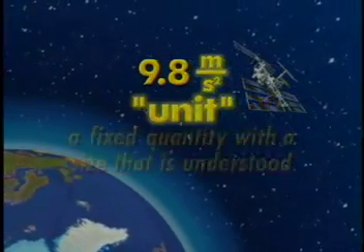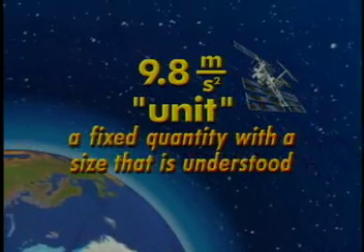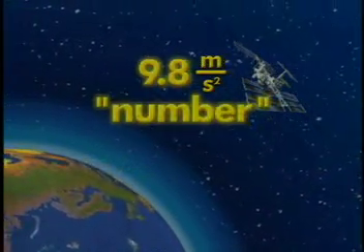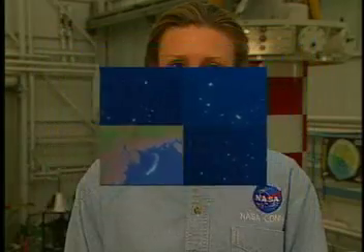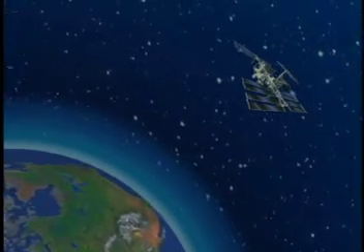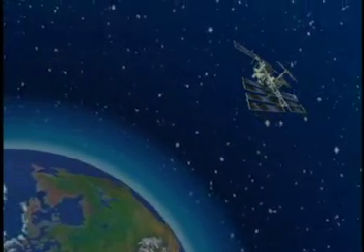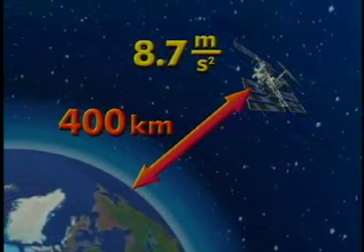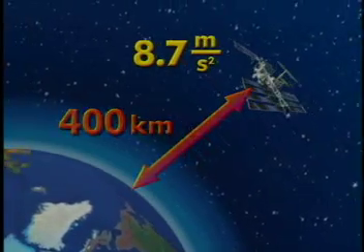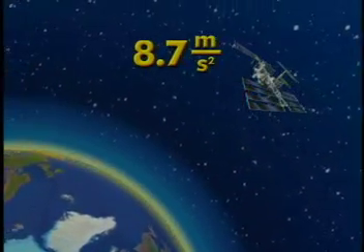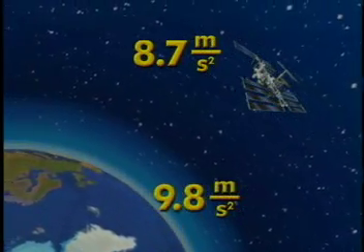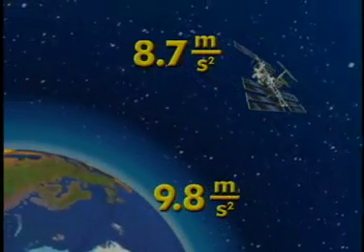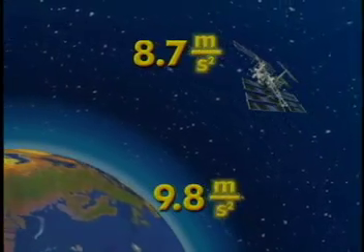unit. The unit in the measurement is a fixed quantity with a size that is understood. The number in a measurement tells how many units there are in what is being measured. This allows us to compare the size of what's being measured to the size of the unit. For example, Dr. Crouch indicated that the gravitational acceleration 400 kilometers above the Earth's surface is 8.7 meters per second squared units, compared to the gravitational acceleration at the Earth's surface, which is 9.8 meters per second squared units. Notice that the unit of measurement is the same for both numbers.